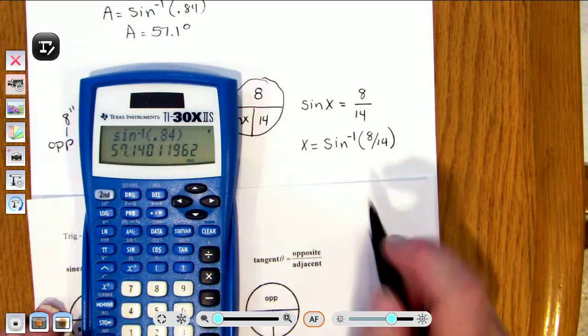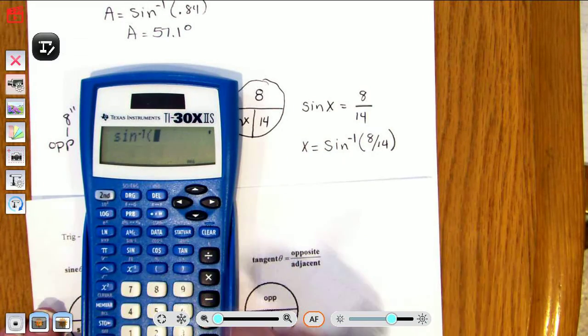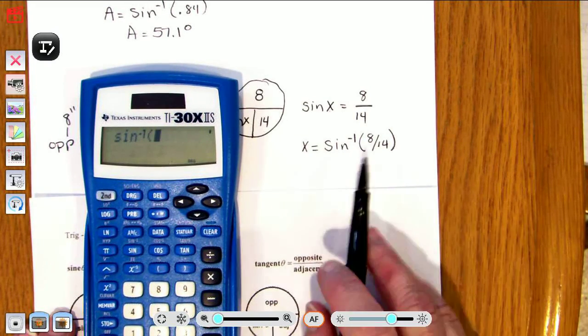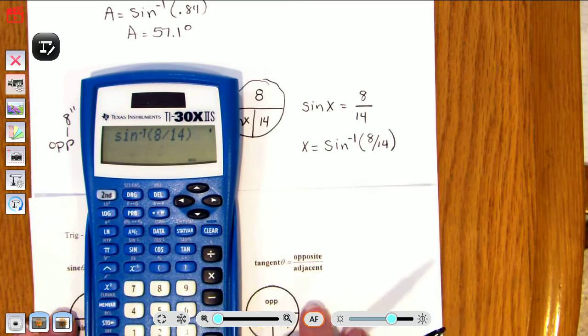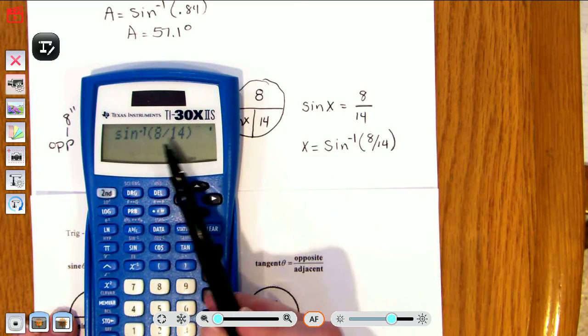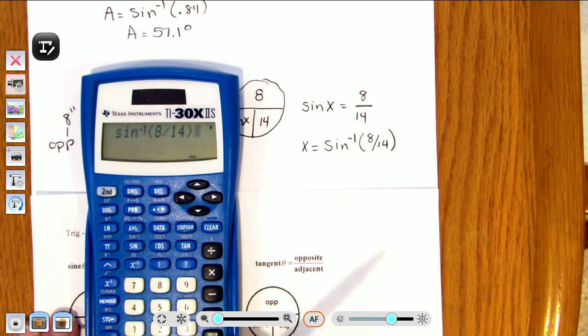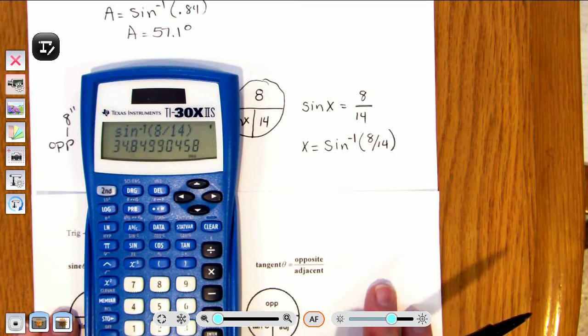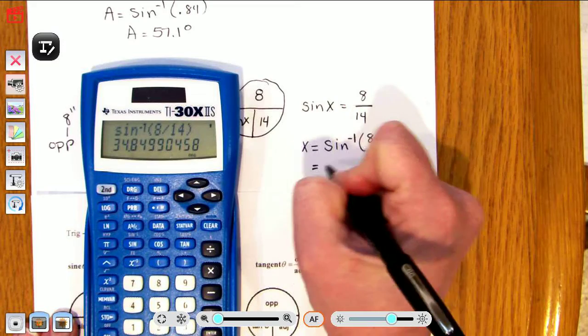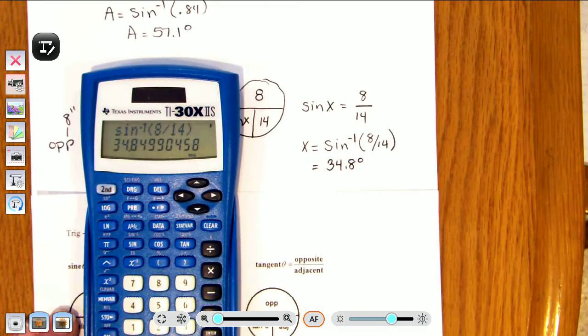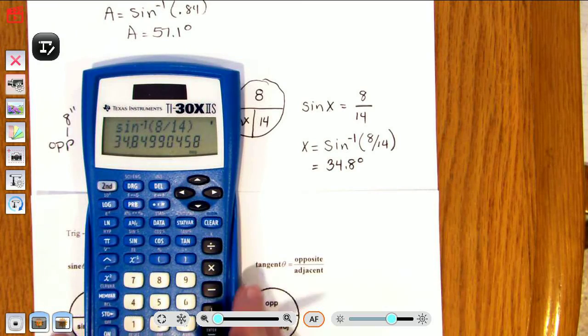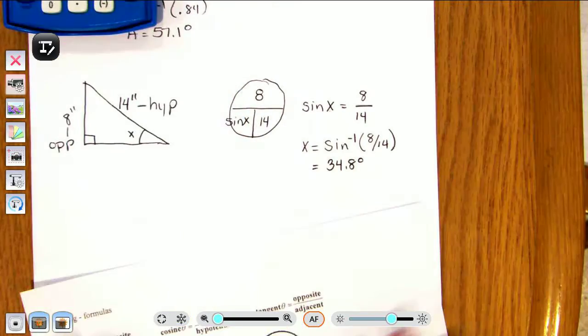Okay, so I'm going to do inverse sine. And then I'm going to do 8 divided by 14. Hit the other end of the parentheses so that 8 divided by 14 is inside those parentheses. Hit my equal button. Wait a few seconds, not even. And I get 34.8 degrees. All right, let's do another one.